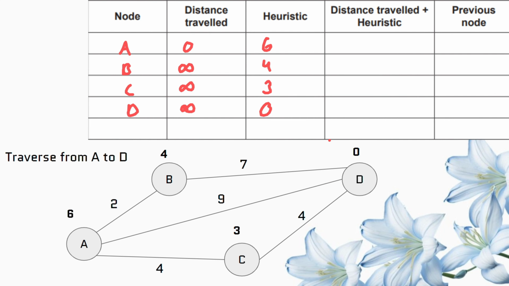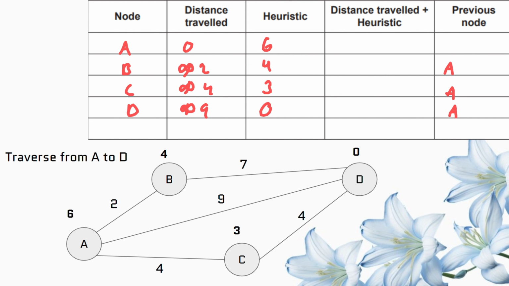So what we do for A star compared to Dijkstra's is we want to try to find the node which has the lowest distance traveled plus the heuristic. Before, we just considered this, but now we're considering this here too. So let's actually start the algorithm. Remember, same thing as Dijkstra's. We look at all the neighbors of the start node, which are B, C, and D. The distance from A to B is 2. So we cross this out, right? 2, previous node A. A to C is 4, previous node A. And A to D is 9, previous node A.